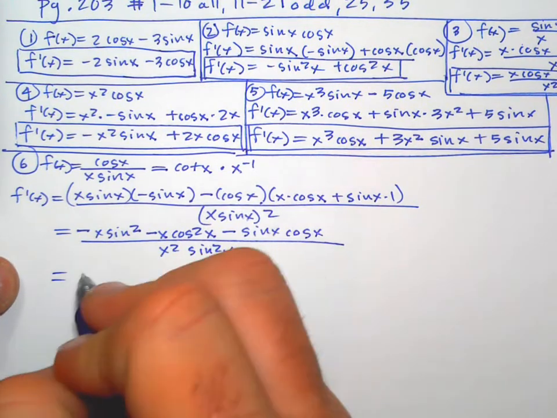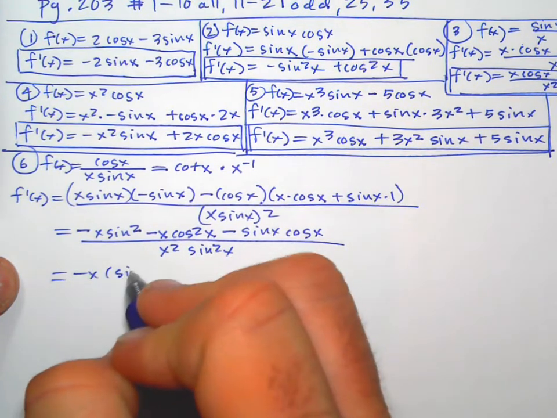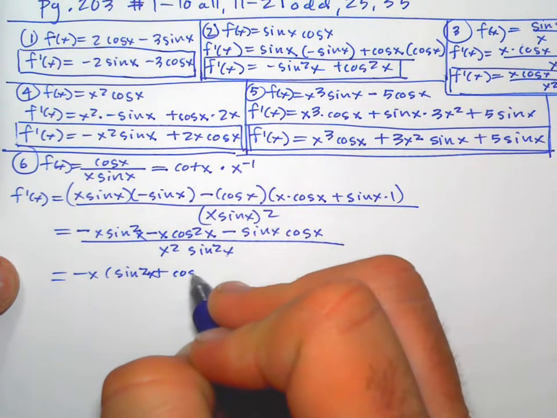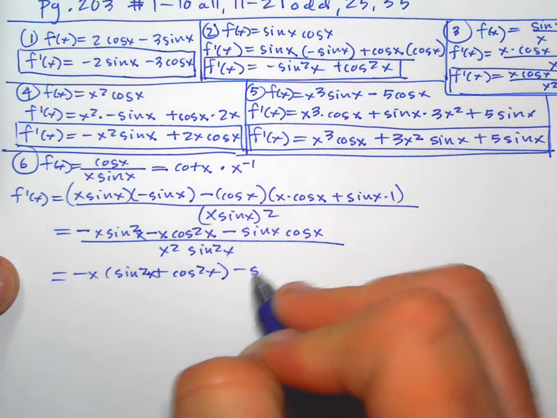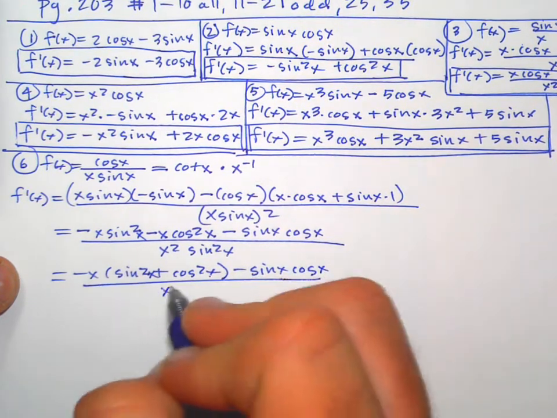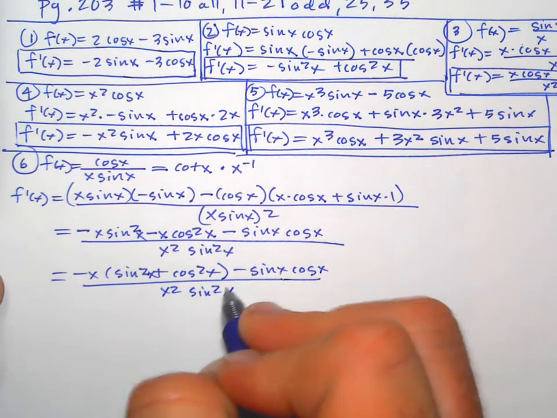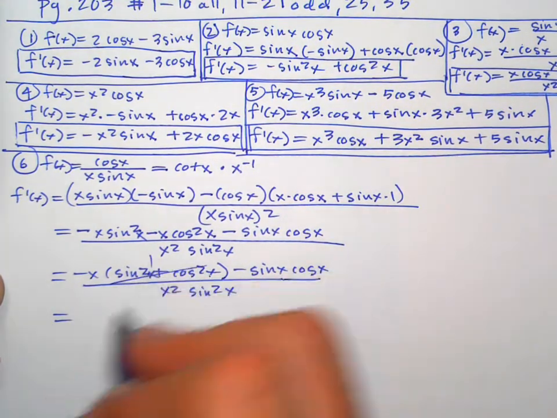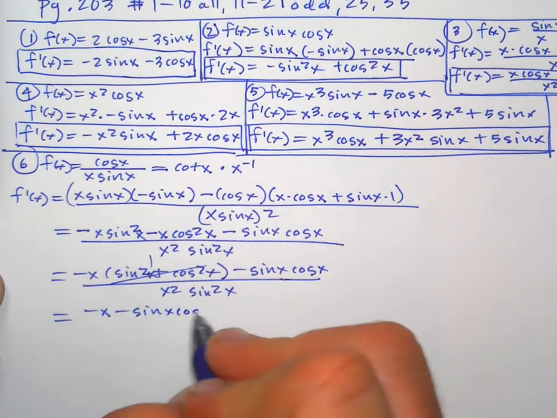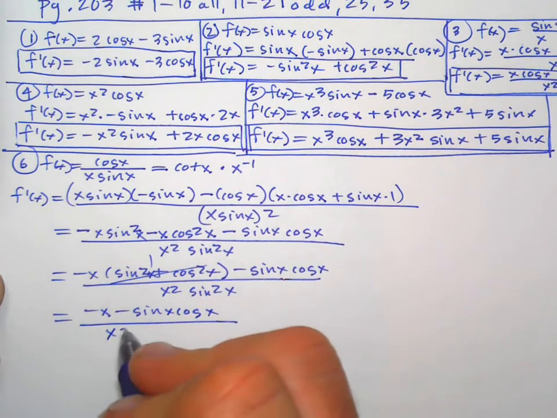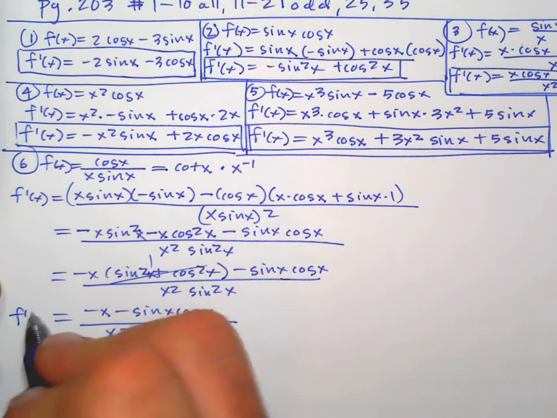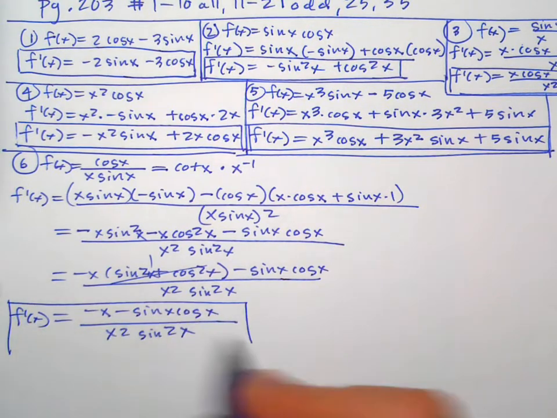We could factor a negative x out of both of these. Sine squared plus cosine squared, that's going to equal 1. So negative x minus sine x cosine x. So that looks like a good answer.